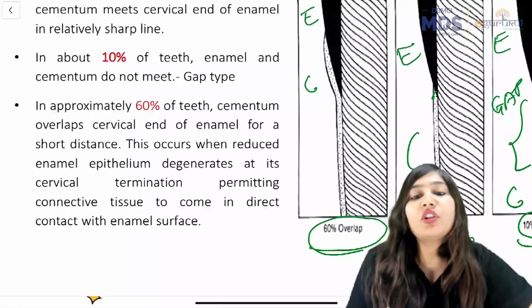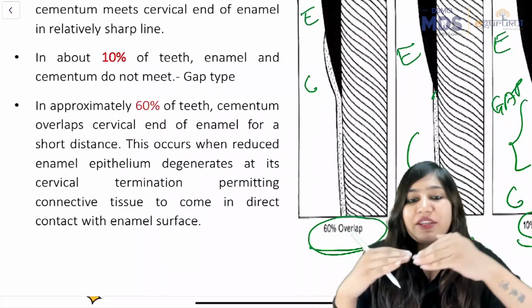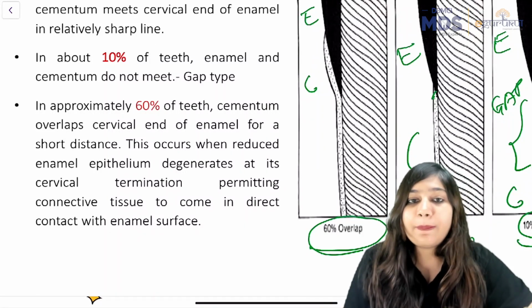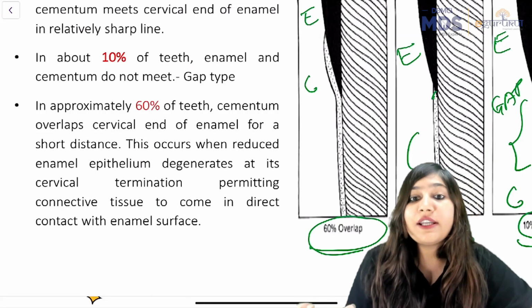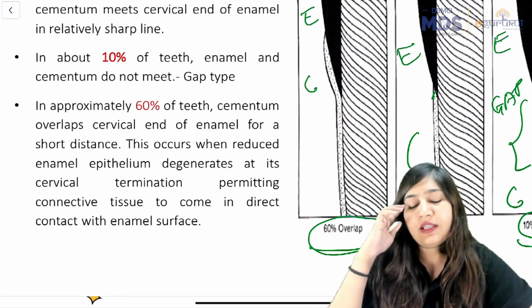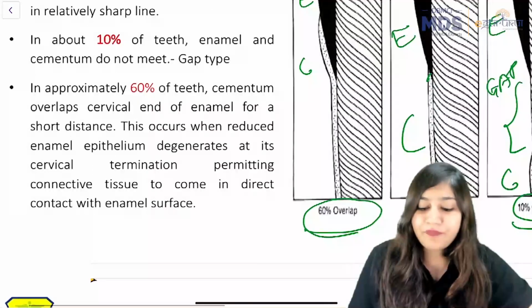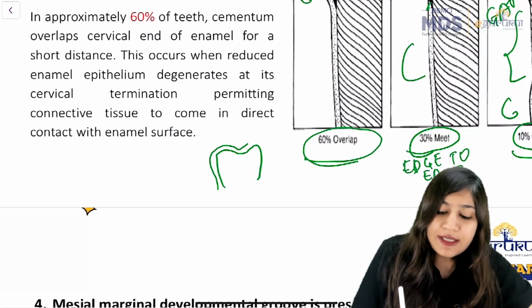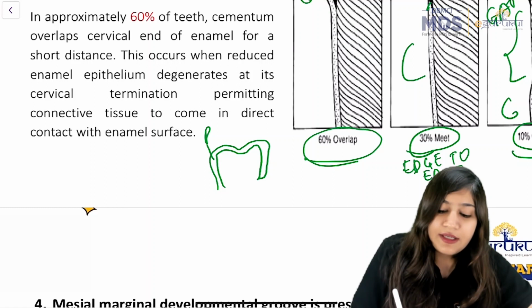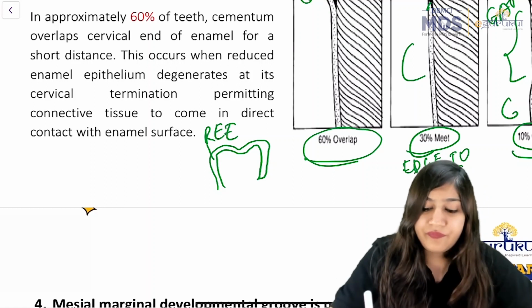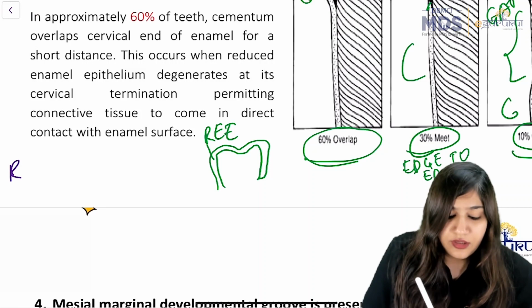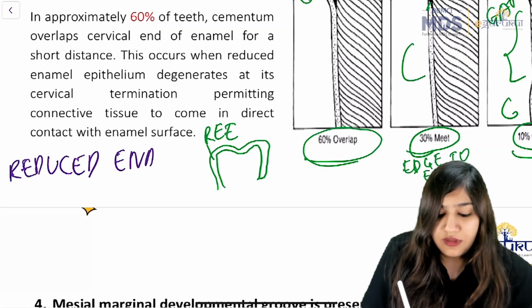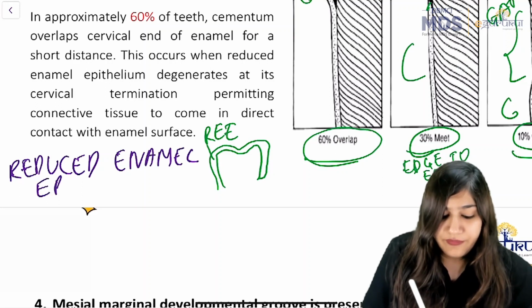So what is the reason for the overlap junction, for the gap junction? Edge to edge, it's normal. Formation of cementum starts when, so it is normal. But overlap and gap, what is the reason behind overlap junction? In overlap junction, what will happen? This is the crown of the teeth. It is usually covered by reduced enamel epithelium. This is reduced enamel epithelium.